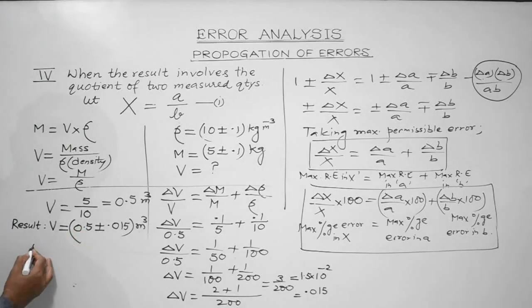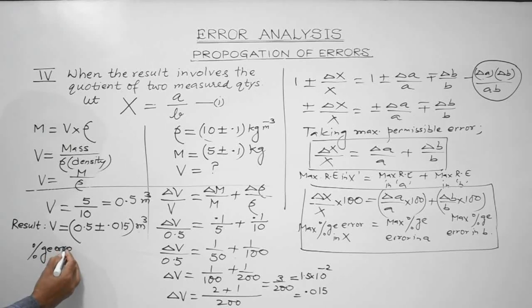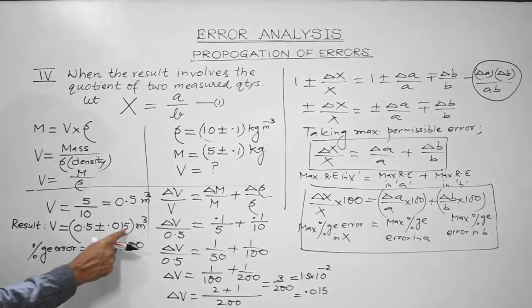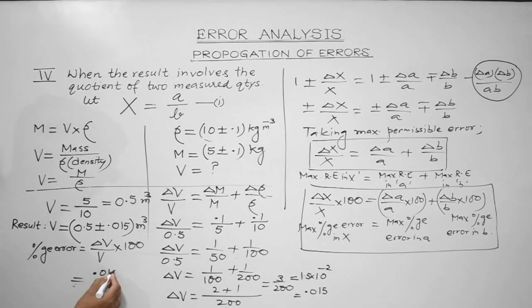And you can find out the percentage error as well. In case you wish to find the percentage error, that is del V divided by V multiplied by 100. It can be easily solved. What is the absolute error in the result? Del V, that is 0.015. What is the volume true value? That is 0.5 multiplied by 100. So it can be easily solved.